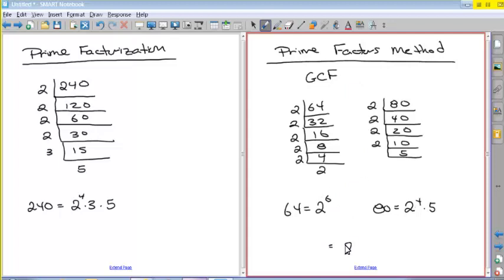So the prime factors method is you list all the prime factors that are in both of these. In this case, the only one that's in both of them is 2. And then you list the least exponent of the 2 cases. So I have 2 to the 6th, I have 2 to the 4th. So I get 2 to the 4th, which is 2 times 2 times 2 times 2, which is 16.